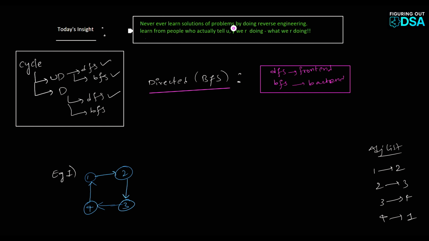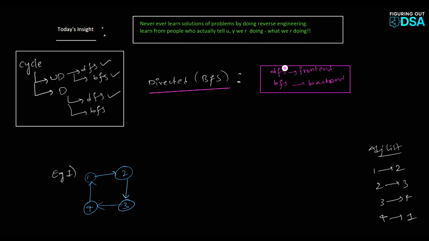Never ever learn solutions of problems by doing reverse engineering. Learn from people who actually tell you why we are doing what we are doing. Because most of the people out there who are teaching DSA, when they come to detection of a cycle using BFS in a directed graph, they'll directly teach you topological sort. I can bet you that there is not even a single video which will teach you the actual intuition and why we are doing that. So let's get into today's problem.